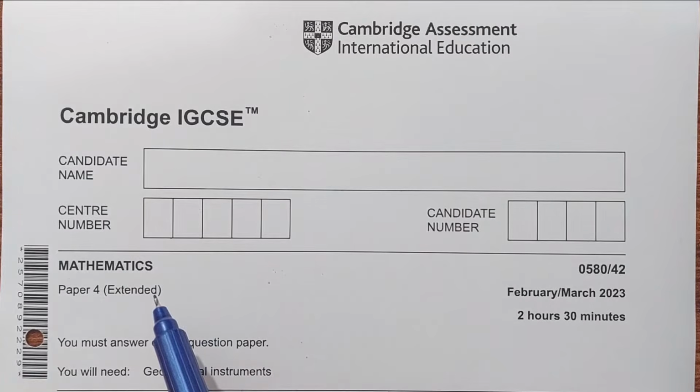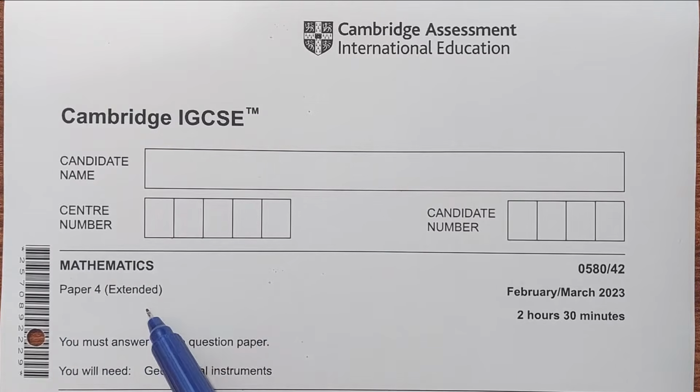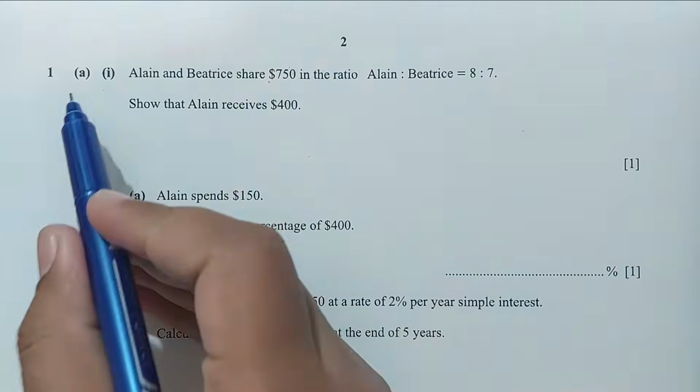Hi everyone, in this video I'm going to solve Cambridge IGCSE Mathematics Paper 4 Extended, session February-March 2023, Paper 4-2. So let's start with the first question. Question number 1, part A.